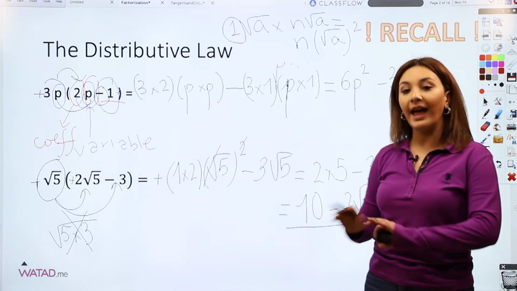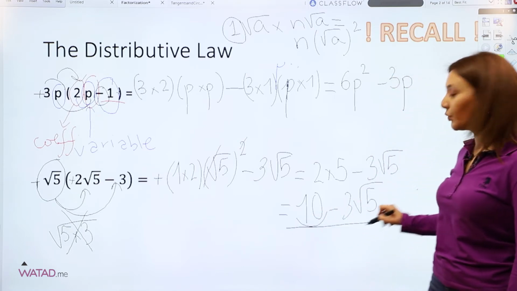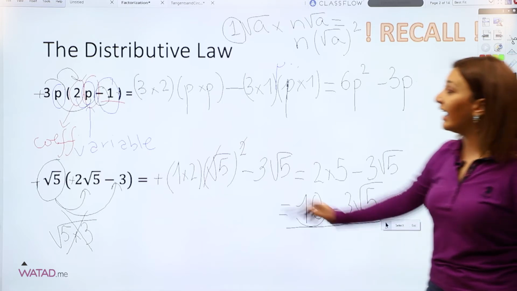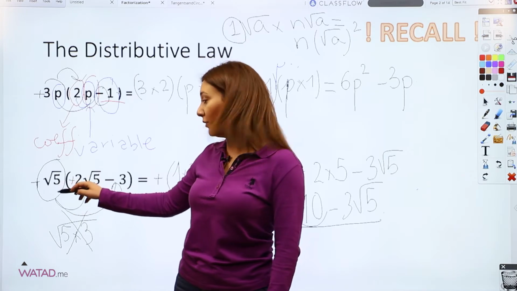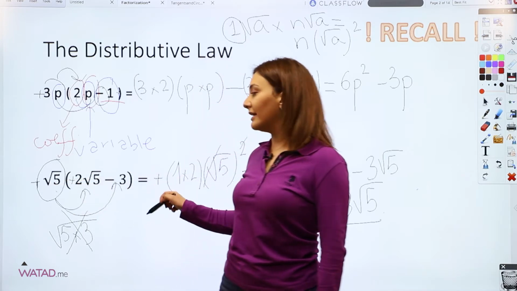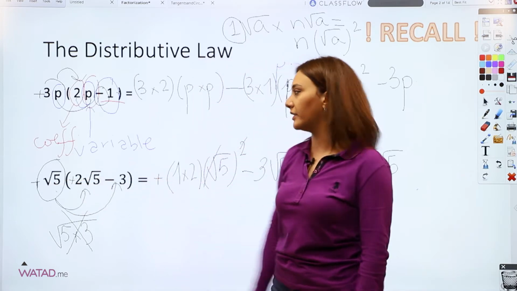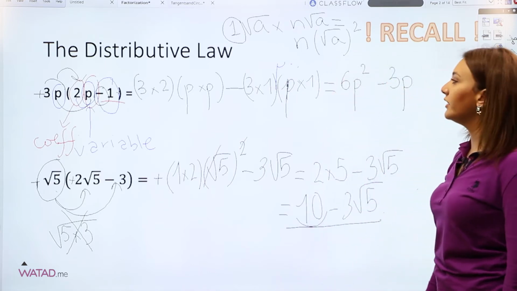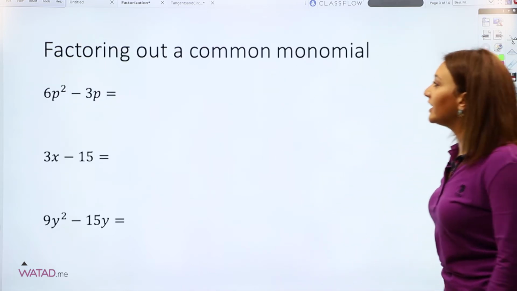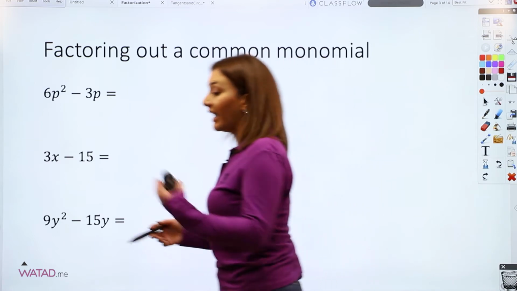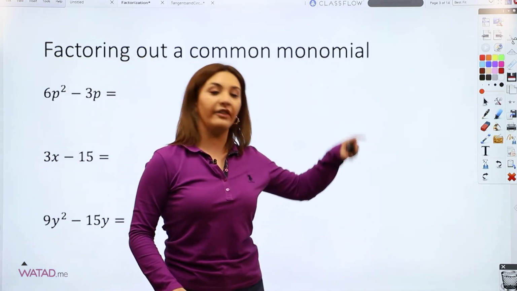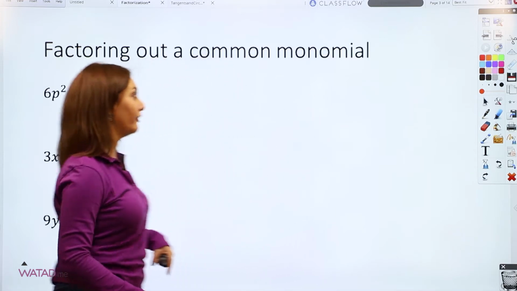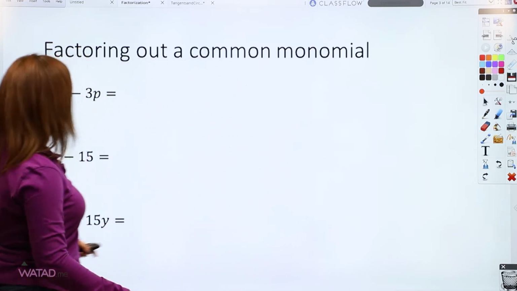I cannot add integers with square roots. I call this the distributive law. It means I multiply a term outside by every term inside the parentheses, respecting the signs. Why am I doing this? Because today we're going to factor out a common monomial. A monomial has to have a variable and a coefficient, or just integers.